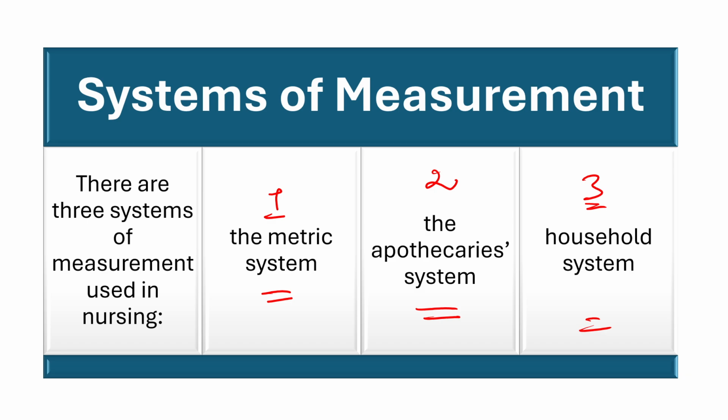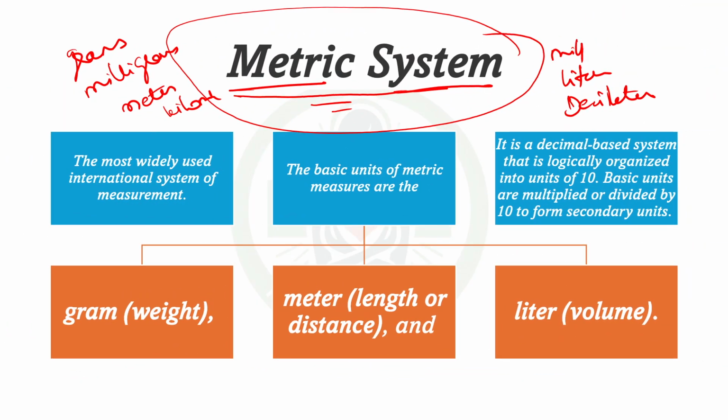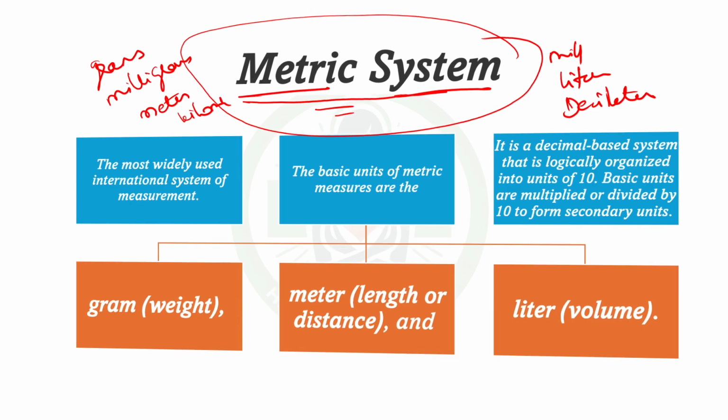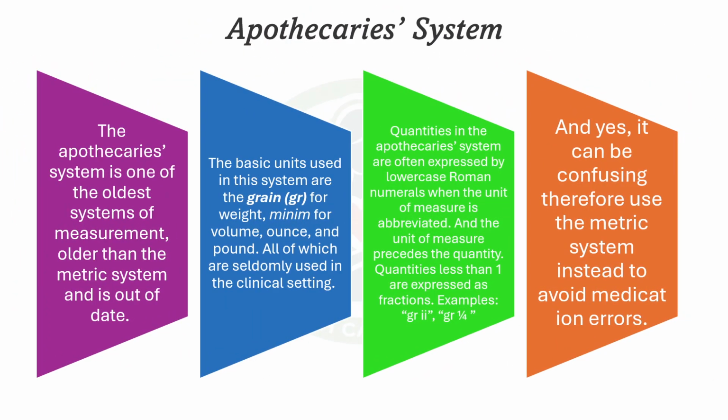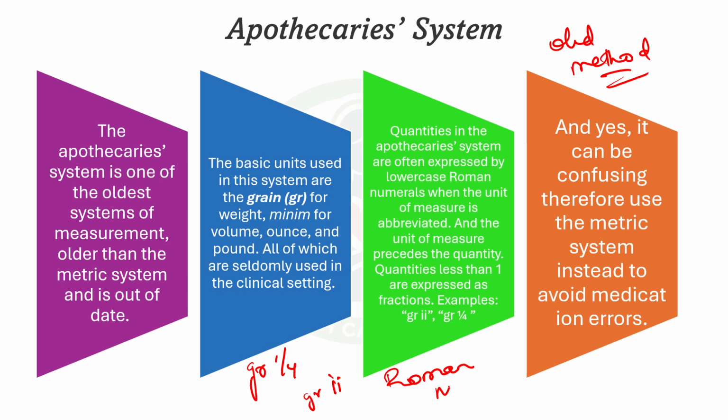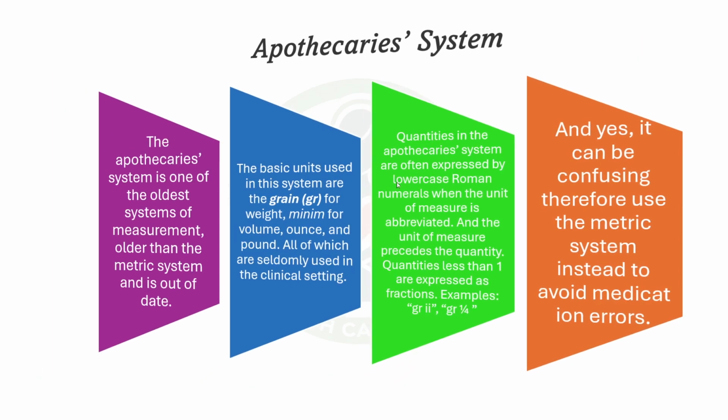Okay. So, three systems are there. The metric system I have already told you: gram, meter, liter, everything comes under the metric system. And the apothecary system is the grain system, which is a very old method of documenting. Right now we are not using it because they will write like grain, GR 1/4, GR 2. It is a Roman numeral method, and this is the very oldest measurement method.